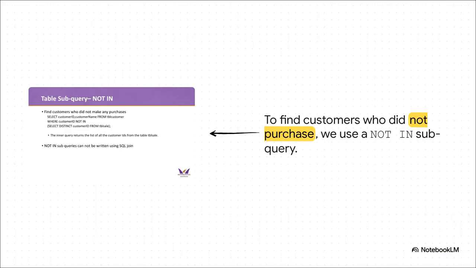Think about this very common business question. Which of our customers have never made a purchase? You can't join a customer to a sale that doesn't exist, right? This is where the subquery is a total game changer. We use a table subquery with the not in operator. It first creates a list of every customer who has made a purchase, and then it asks the outer query to find all the customers who are simply not in that list.